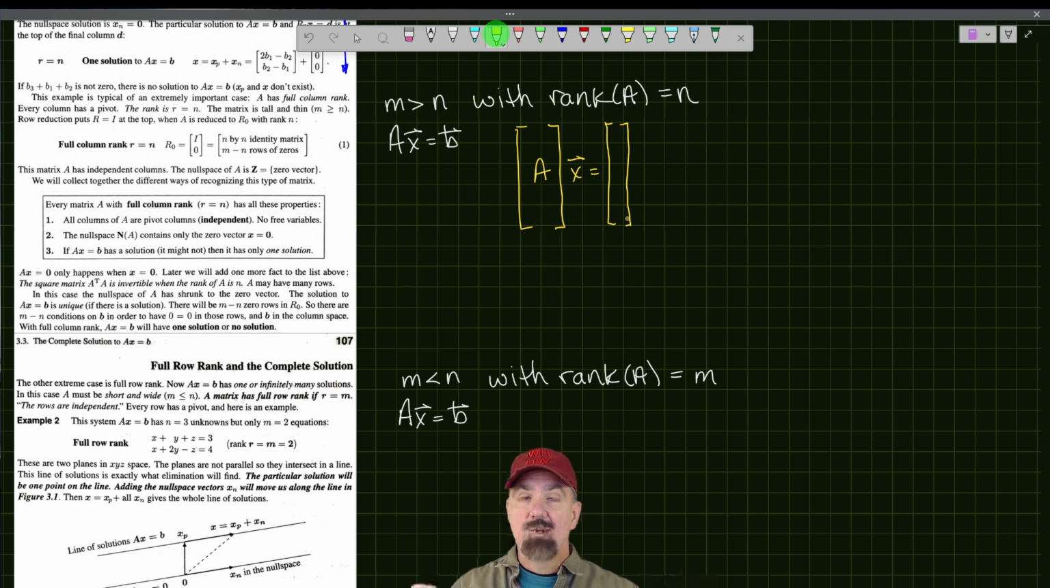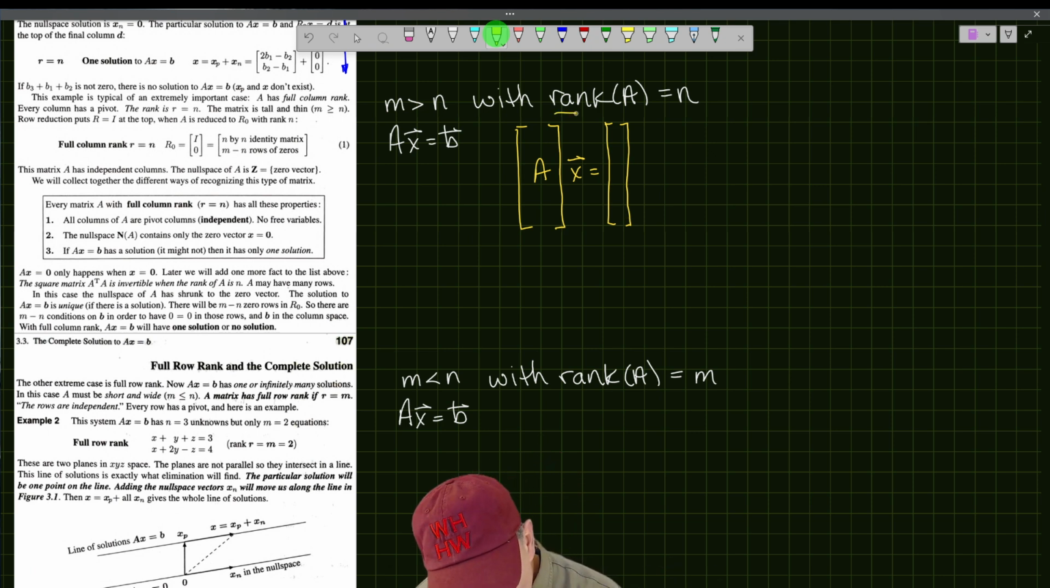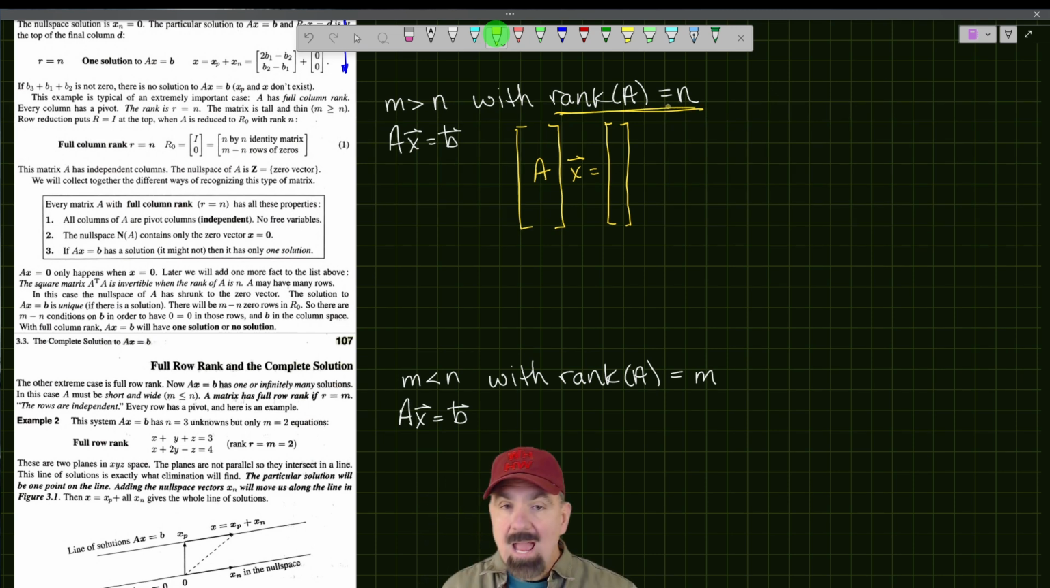The rank can never be larger than the minimum of the number of rows or columns. So in this case, we have the rank of A is equal to n. What does that mean for the RREF?